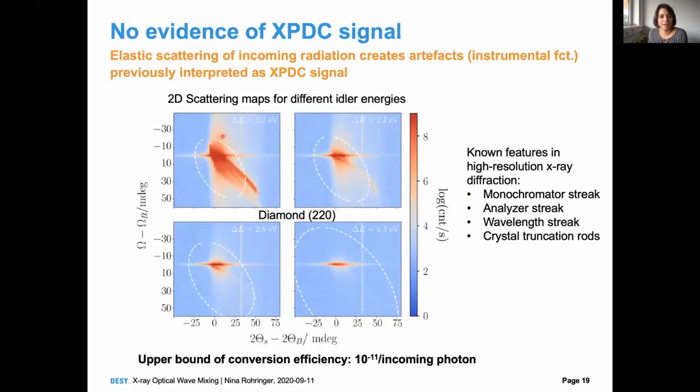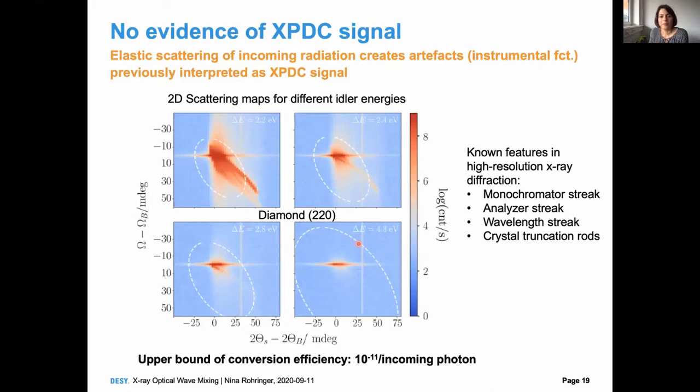Here are these two 2D maps for different idler energy settings, ranging from 2.2 eV to 4.3 eV. And this dashed line is the prediction of the theory, basically given by phase matching, where the signal should be situated. So you immediately see that the signal observed has nothing to do with the theory.